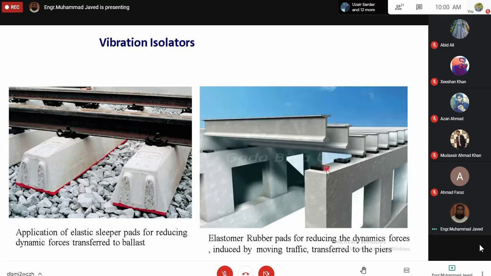Similarly, as earlier mentioned, these special types of pads are provided between the bridge girders and the piers. When the traffic passes on the bridge deck, it produces dynamic forces horizontally as well as vertically. These rubber layers reduce the dynamic forces exerted in the vertical direction, and only a fraction of those dynamic forces are transferred to the piers. Consequently, we arrive at economical design.